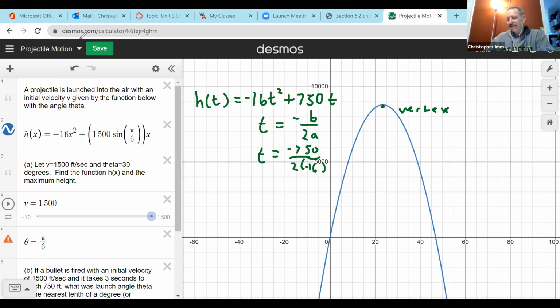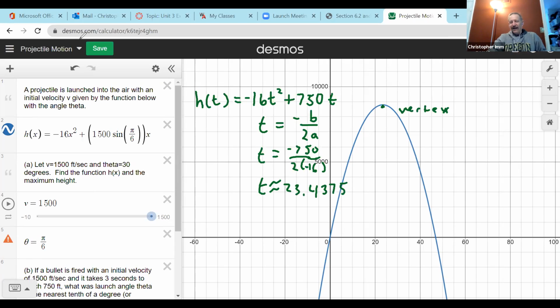I'm going to get my trusty calculator out over here, although I probably could do it in Desmos. So let's see. Negative 750 divided by negative 32. I got about 23.4375. So it looks like after 23.4375 seconds, we're going to reach that maximum height there with the vertex.